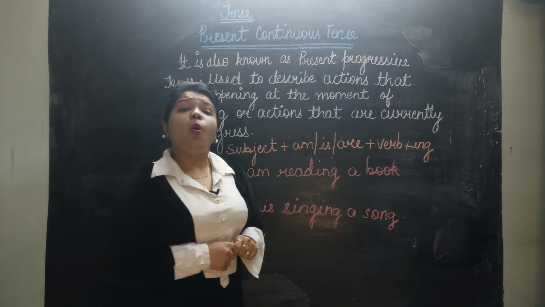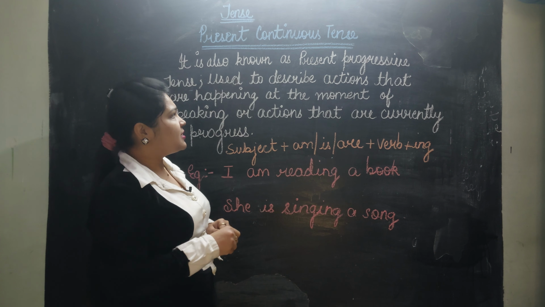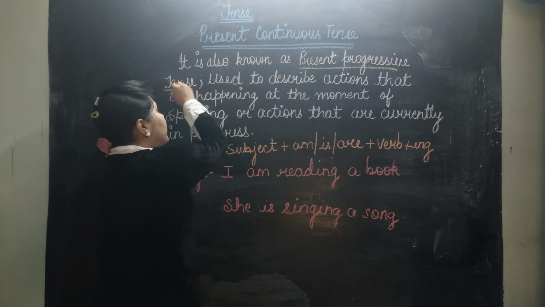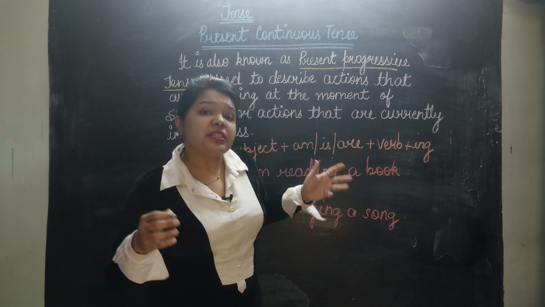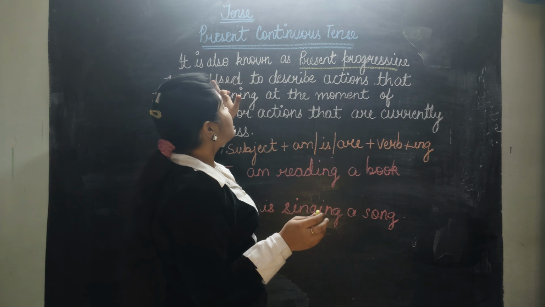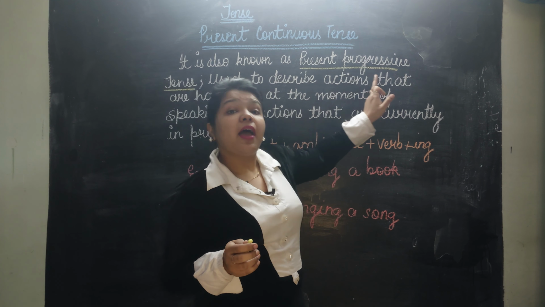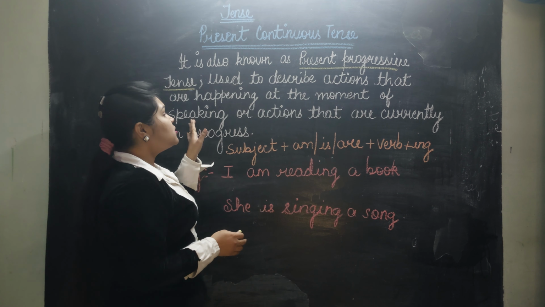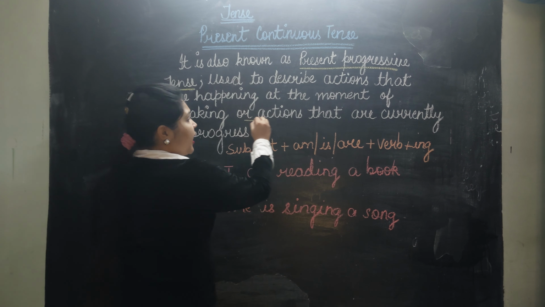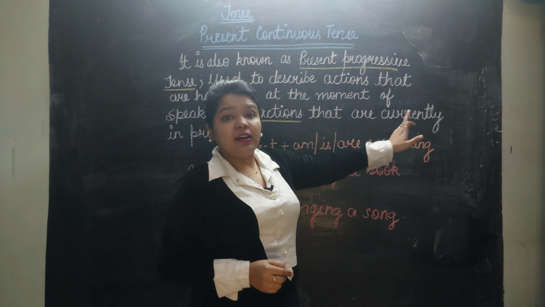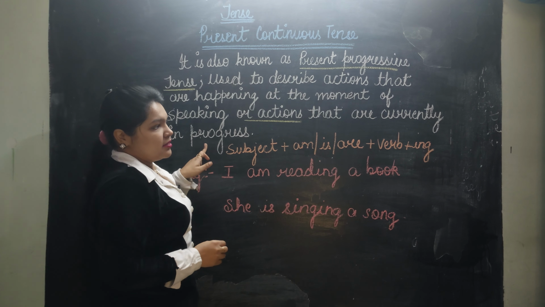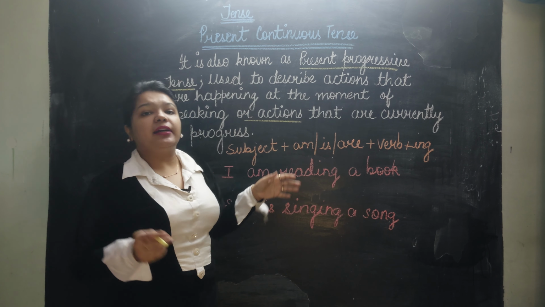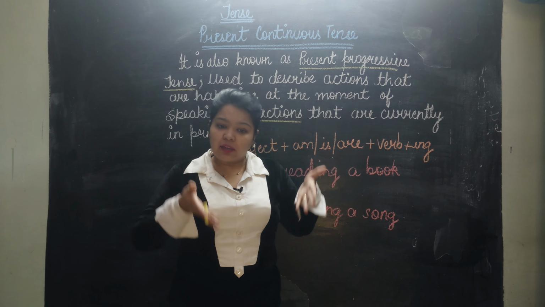First, let's see what is present continuous tense. It is also known as the present progressive tense. Why present progressive tense? Because it is used to describe actions that are happening at the moment of speaking or actions that are currently in progress. Now, you might have understood what is present continuous tense. It means the actions which are happening now.